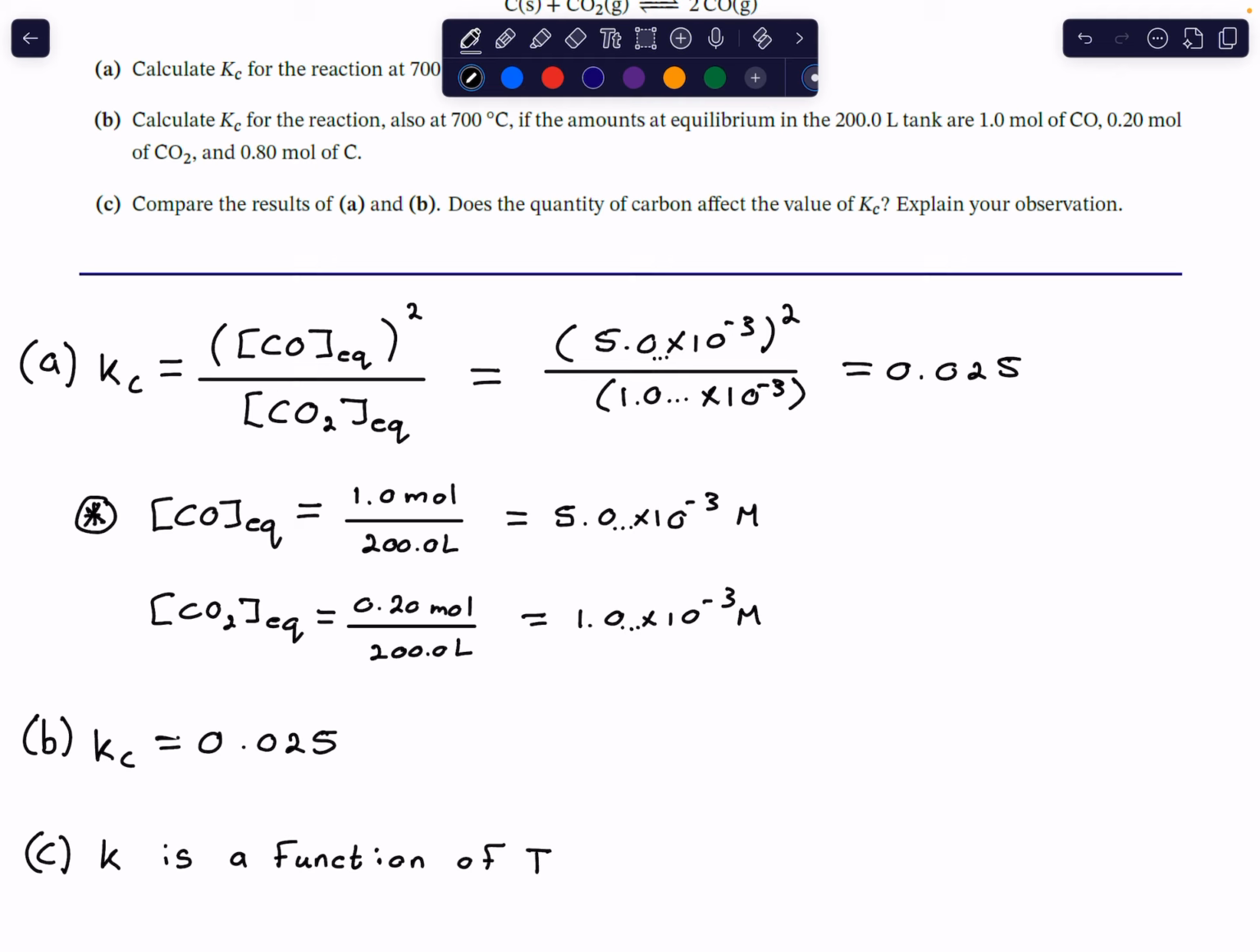So this example was to show that if something doesn't appear in the Kc expression, it will not be able to disturb an equilibrium in any way, and it definitely will not have an effect on the Kc value, because K is only a function of temperature. And if we do not change the temperature, then we will not change K.